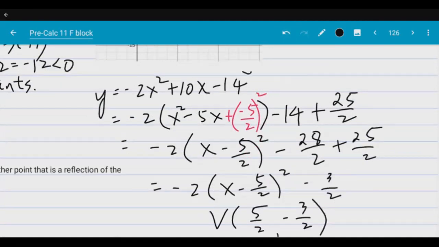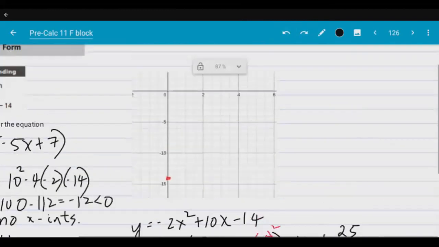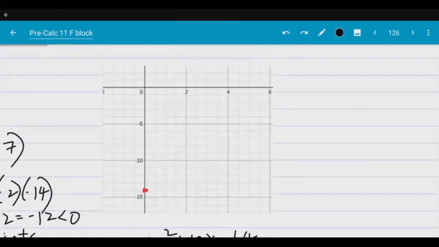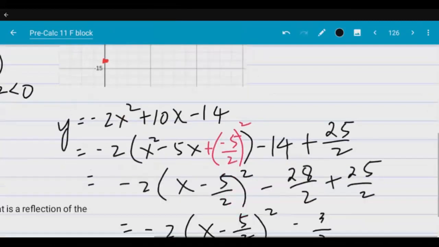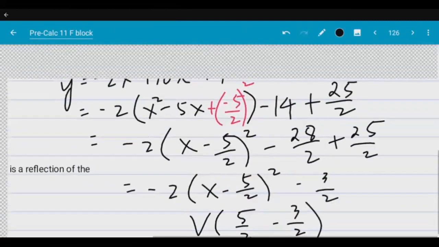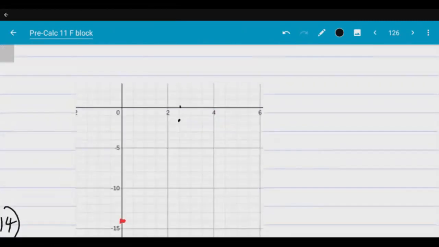Now, guys, remember that the a value in front of the x squared is negative, therefore it opens down. So let's find out where this is. 5 halves, negative 3 halves. 5 halves would be about 2.5. So maybe over here, this is 2.5, and the negative 3 halves would be somewhere here. Let's just check again. 2.5, negative 1.5. So this is 3. That's 2.5. That's good. Negative 1.5 will be 1, 2. Now, what else do we have?